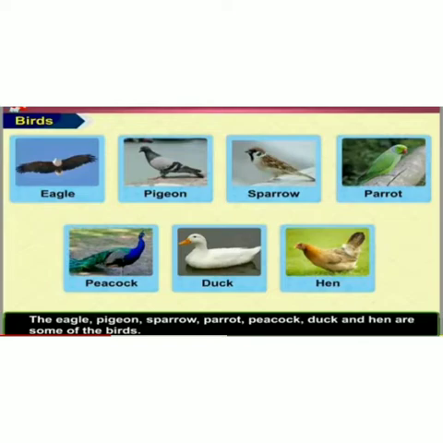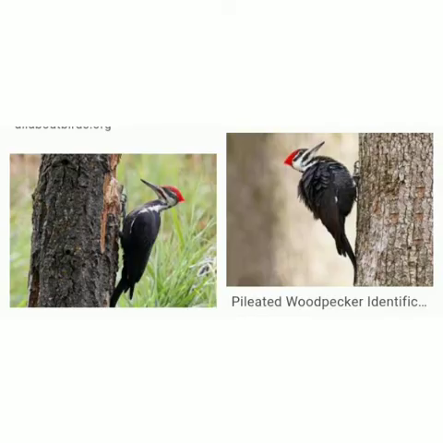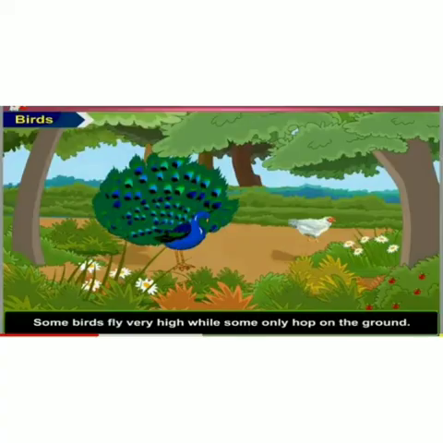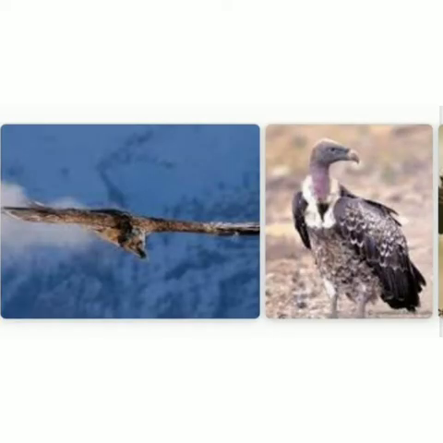Do they all have the same type of beaks? No, they all have different types. See, can you guess what this bird is? Good, very good, my dears. Yes, it is a woodpecker, which has a straight and strong beak to make a hole in the tree and to catch its prey. And children, some birds fly very high while some only hop on the ground. Hen and the peacock can hop on the ground. And the peacock is a beautiful dancer, is it not?